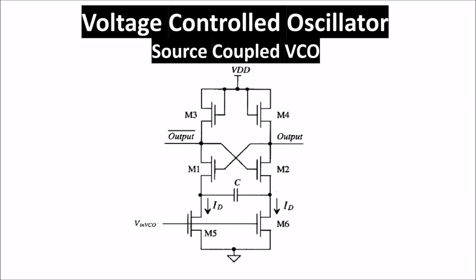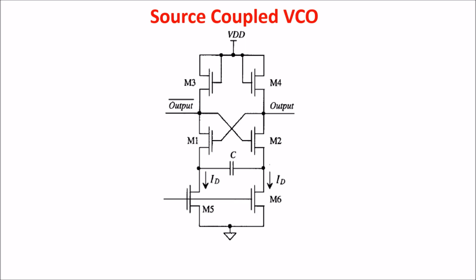This video explains the source-coupled VCO working principle. It is a particular kind of voltage-controlled oscillator sometimes used in phase-locked loops for its low-power dissipation. The general idea of a voltage-controlled oscillator is modulating the output frequency by modulating the input voltage.